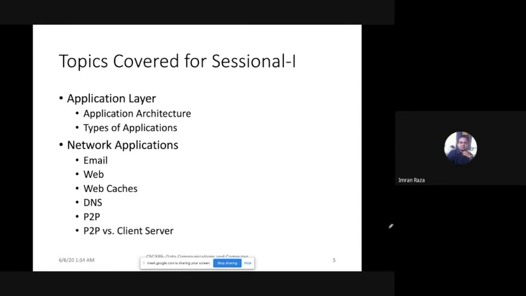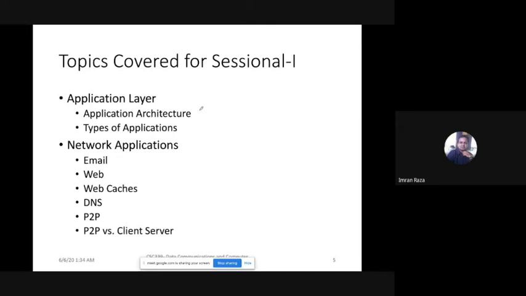Before moving forward towards the topics that we have to cover, let me quickly identify what we have covered so far for session 1. Previously we have talked about the fundamental concepts of computer networks. We have talked about the application layer. In the application layer, we talked about application layer architectures. There are 2 types of architecture here. We know that peer-to-peer and client-server architectures.